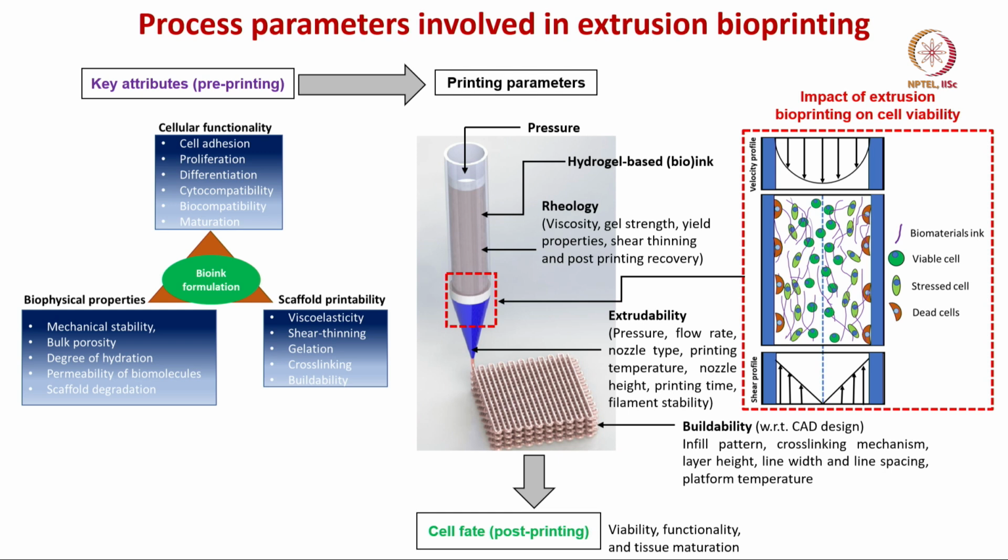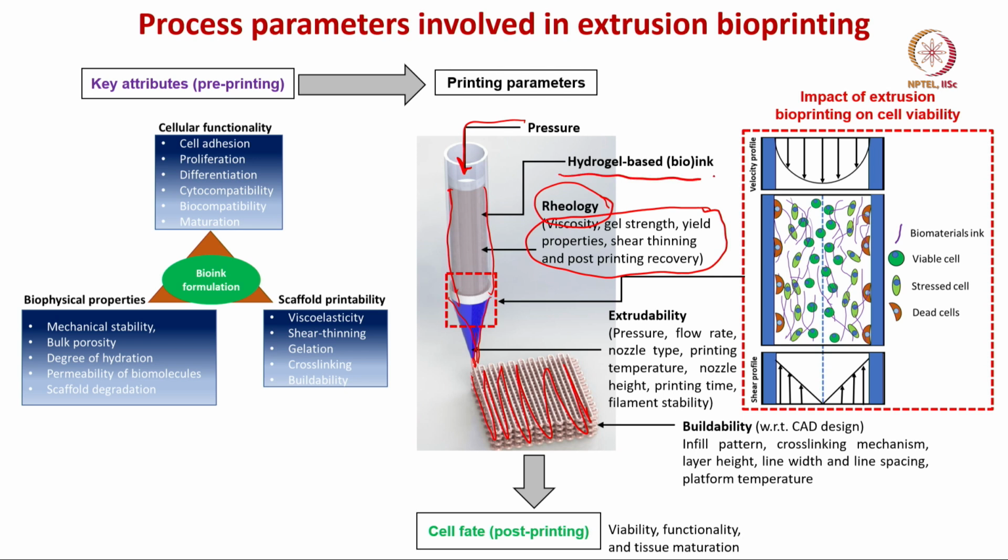What are the different process parameters involved in extrusion bioprinting? So this is the generic description of the 3D printing. You can see the different layers, printed layer by layer. Now, you apply pressure from the top, and under the pressure your hydrogel will be forced to flow through this particular nozzle. So the rheological properties are important. For example, viscosity, gel strength, yield properties, shear thinning and post printing recovery are important.